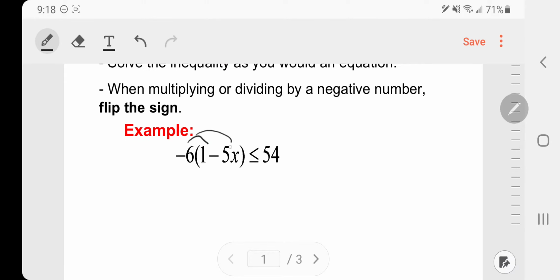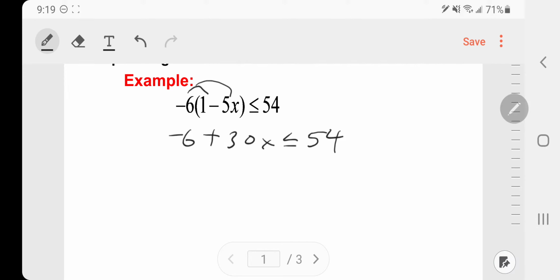We're going to go ahead and start solving this just like we would a regular equation. So negative 6 times 1 is negative 6. And then I'm going to get a 30x when I apply the distributive property. And this is less than or equal to 54. So we see the only difference so far is that less than or equal to sign in the middle. All right, let's go ahead and solve this.